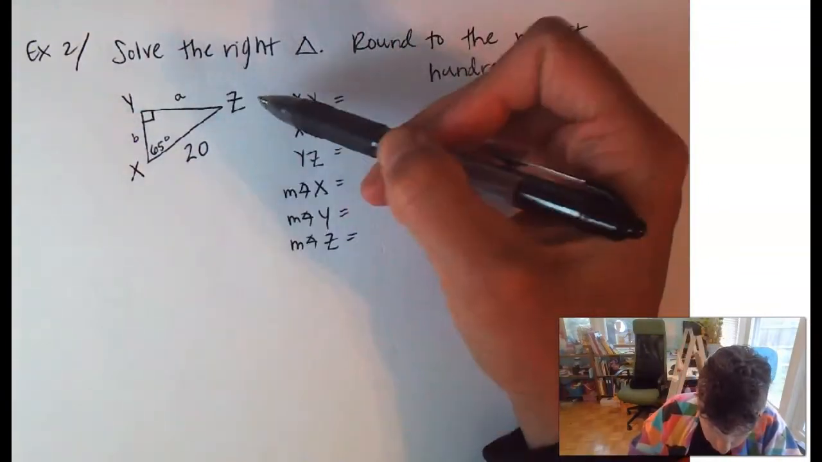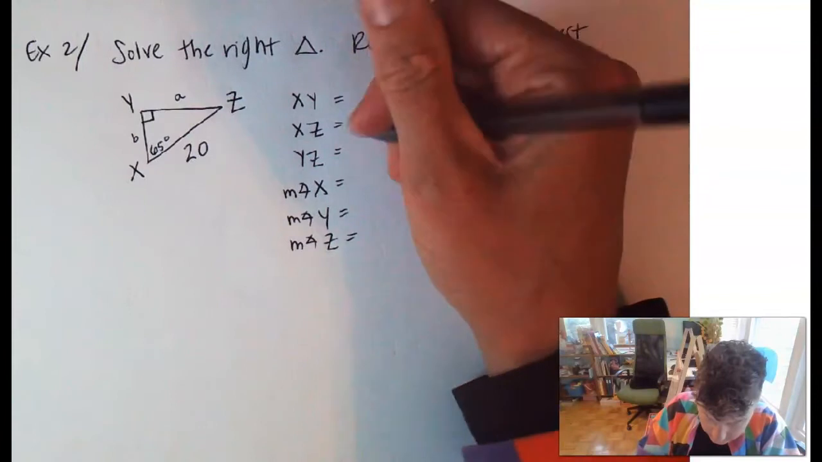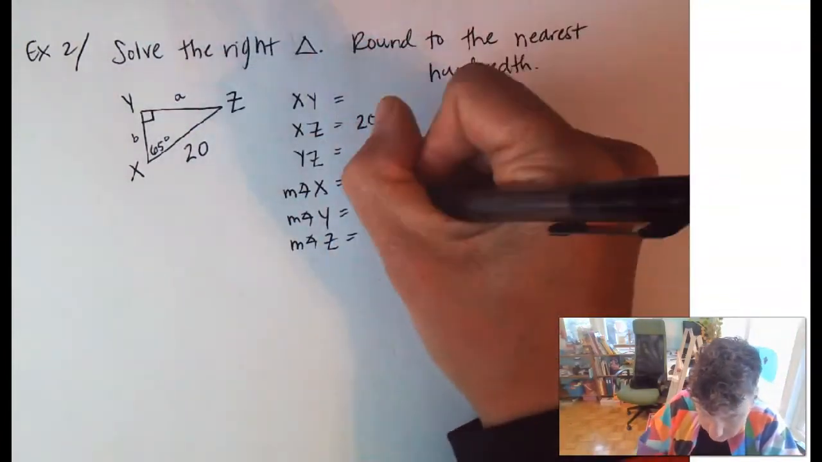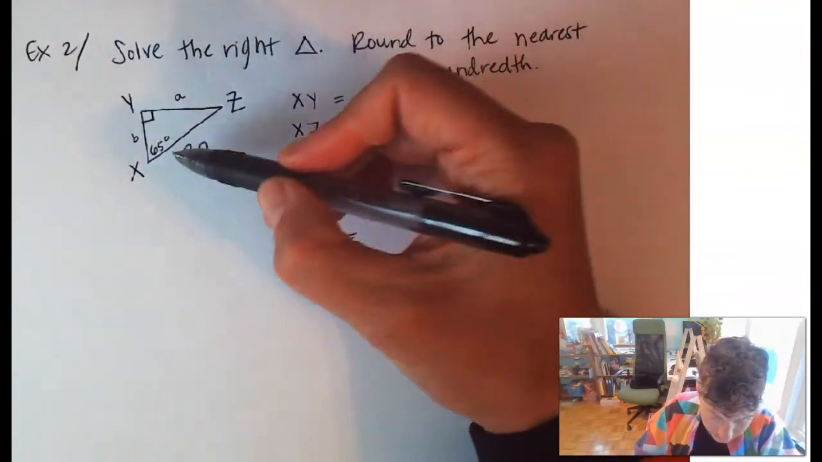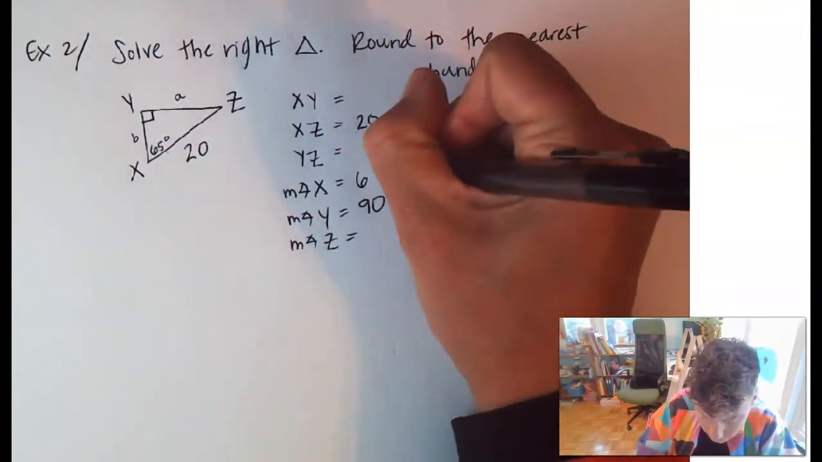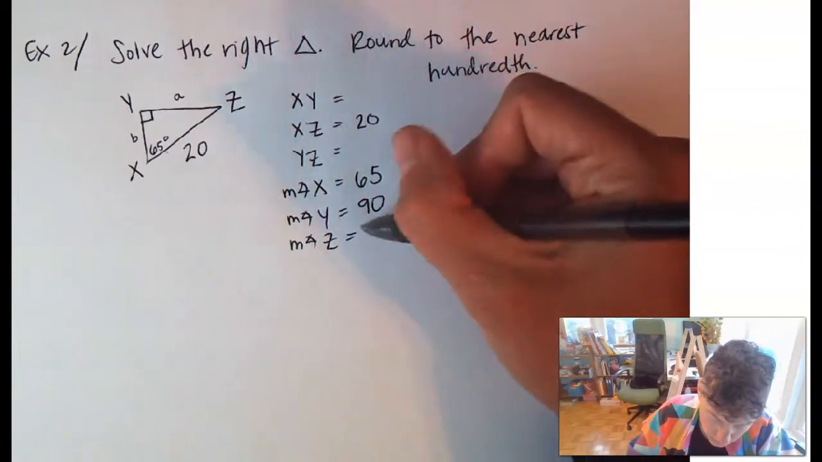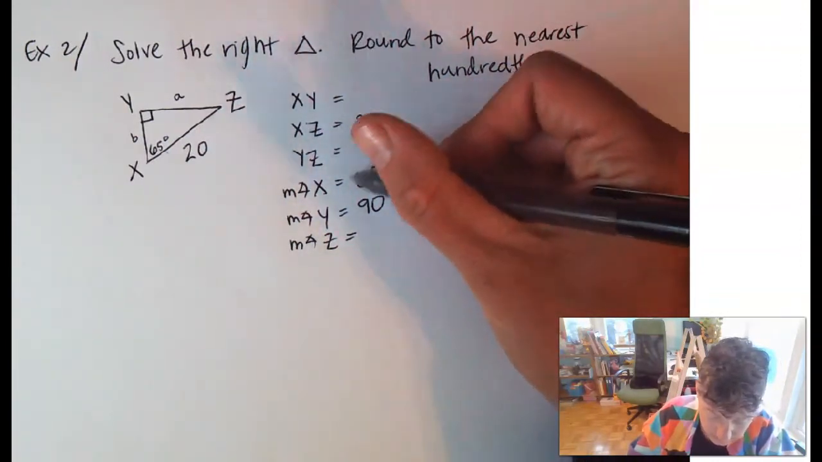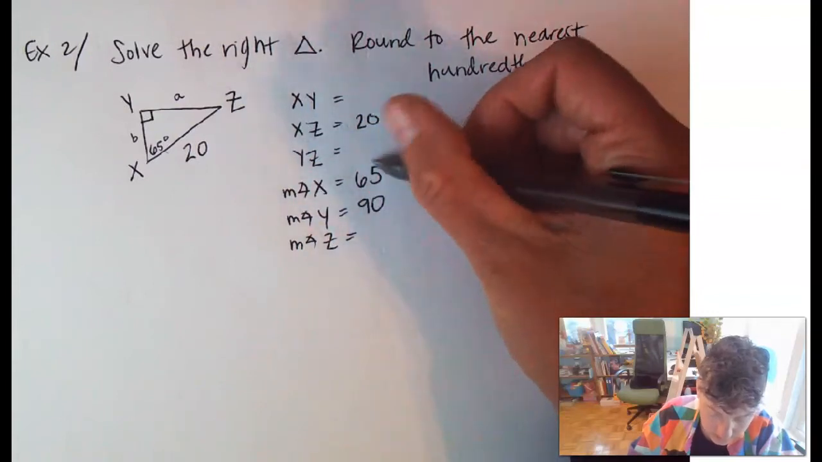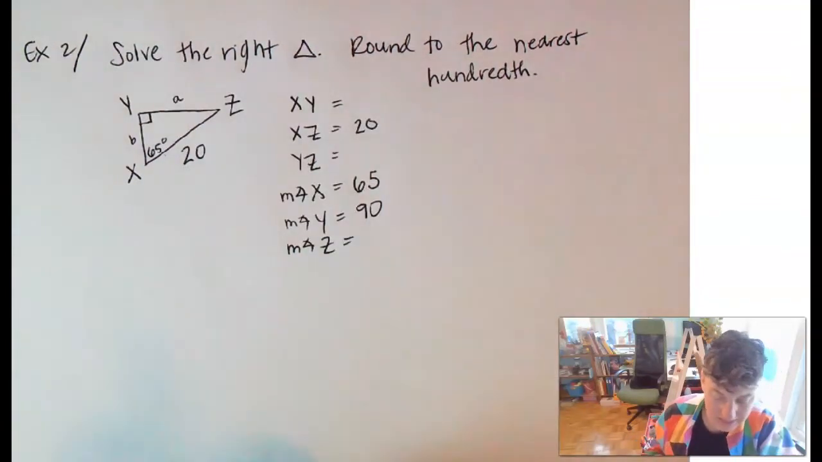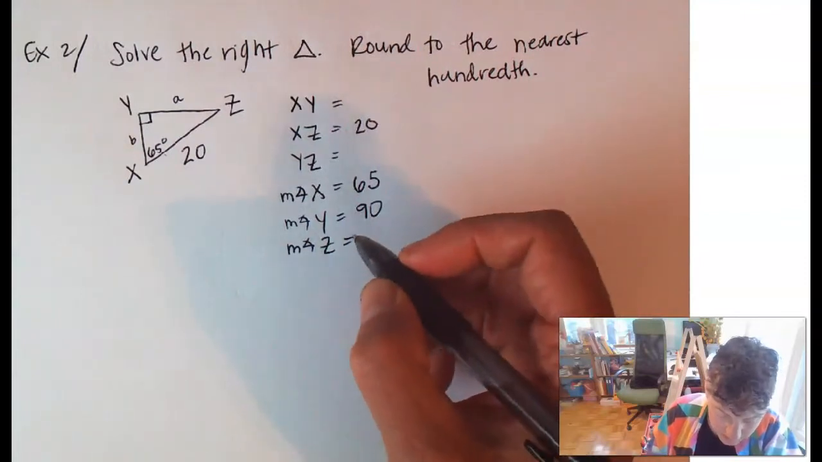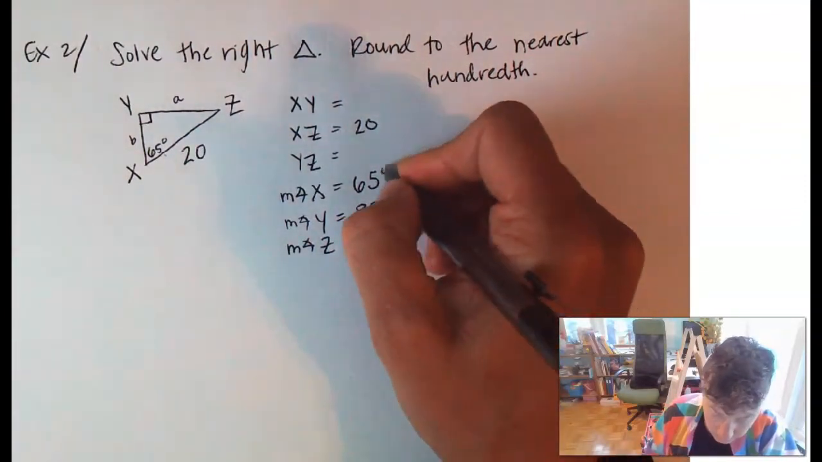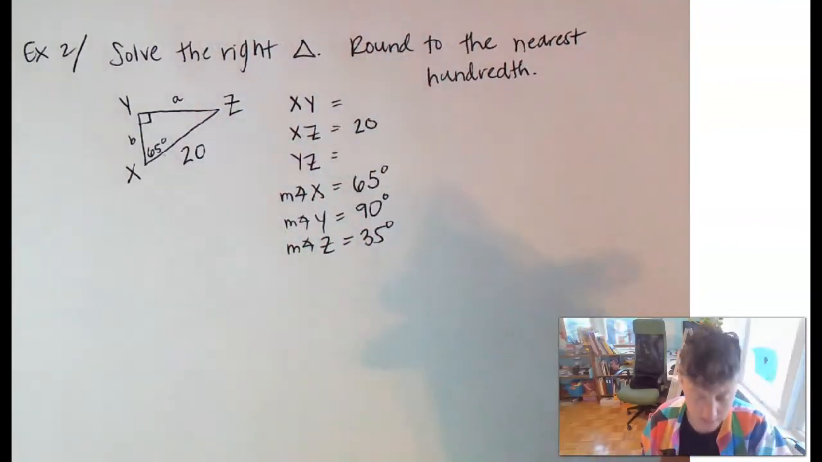Write down what we know so far. XZ is 20. Angle Y is the 90-degree angle. Angle X is 65 degrees. So angle Z will be whatever we need to get these three to add up to 180. So 180 minus 90 minus 65 is going to be 35 degrees. Cool. These should all add up to 90. Great.